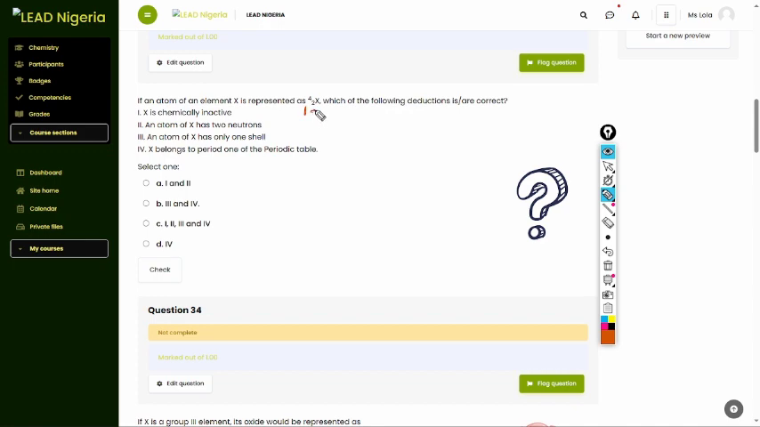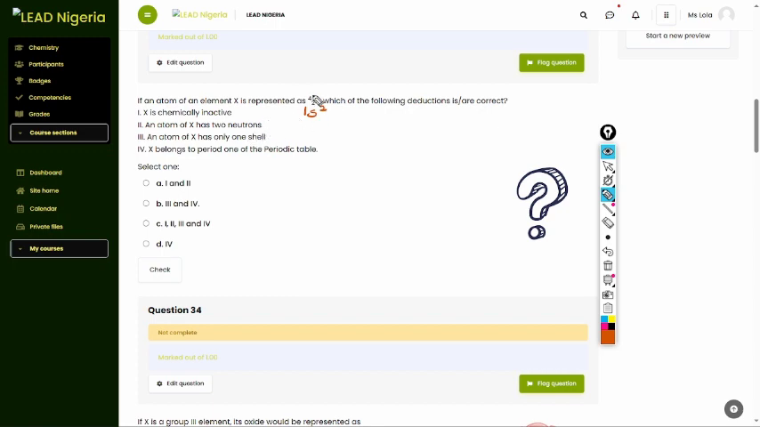So for an element with 2 electrons, the configuration would be 1s2 simply, and then we stop there. Now the first shell can carry a maximum of 2 electrons and become stable, and once it is stable it becomes chemically inactive or unreactive. So element X is actually unreactive because the first shell is stable and complete with 2 electrons. Now an atom of X has 2 neutrons.